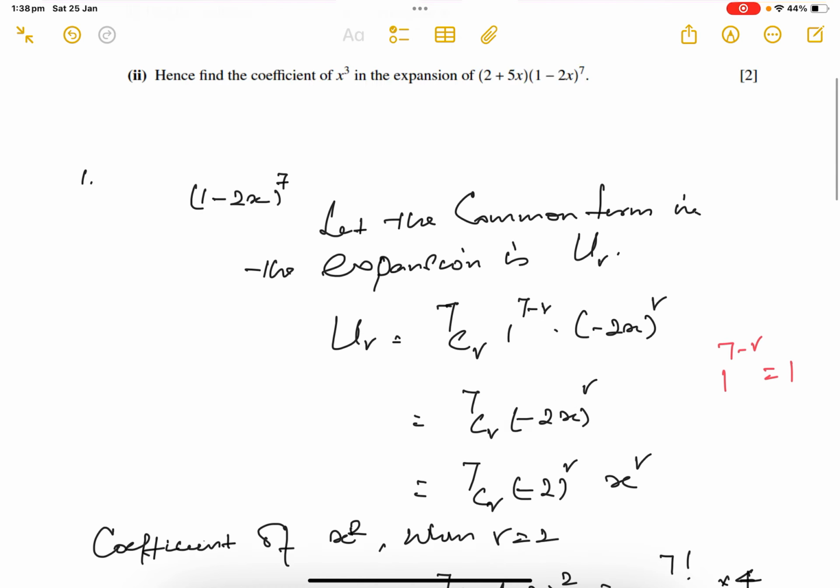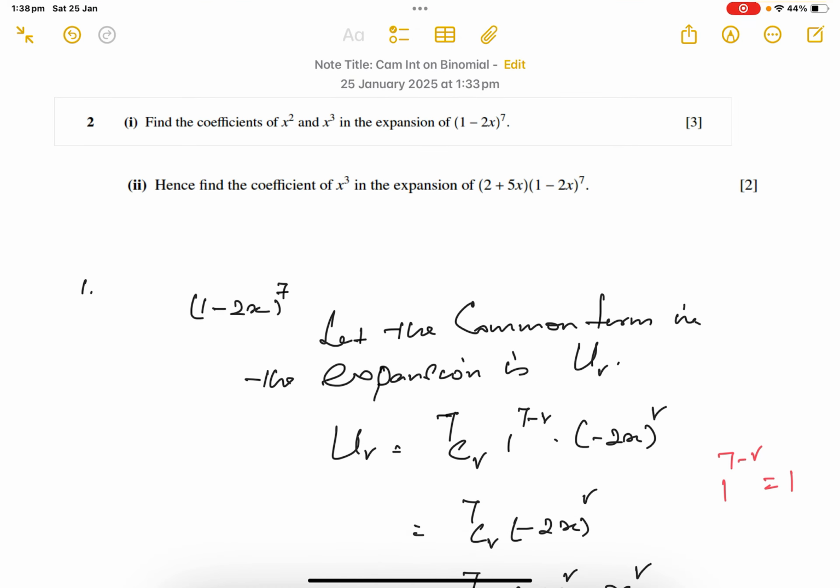The first part is done. Let's look at the second part. Hence, find the coefficient of x cubed in the expression (2 plus 5x) times (1 minus 2x) to the power 7. The binomial expression we found, or the common term, is from (1 minus 2x) to the power 7, but now the function is altered by multiplying by 2 plus 5x.